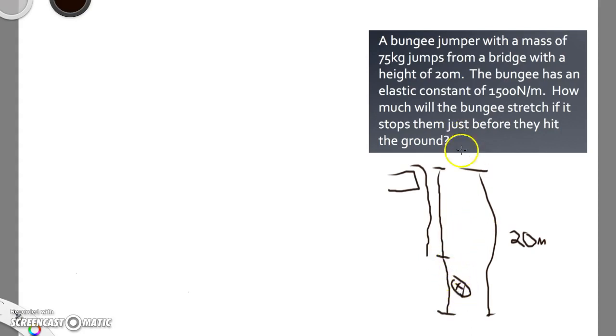Okay? So when we work on a question like this, this is a great problem to use energy for, because we can say that their gravitational potential energy they had at the top of the bridge is going to be transformed into elastic potential energy at the bottom. So we can start by just doing a diagram. We'll say that our system here is the jumper.